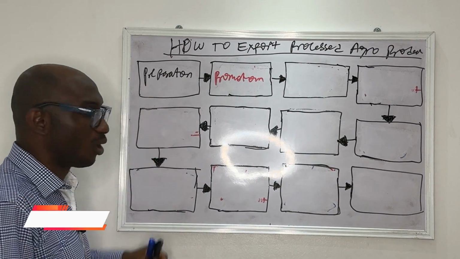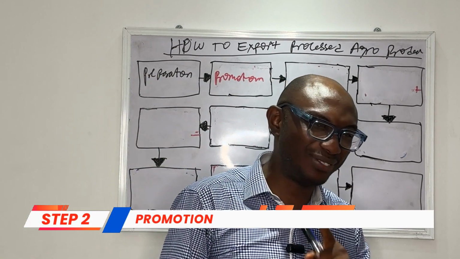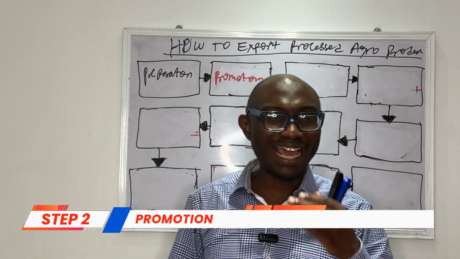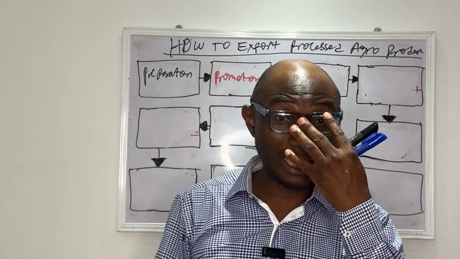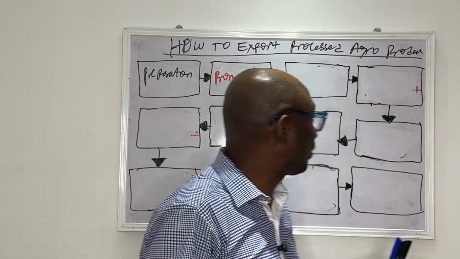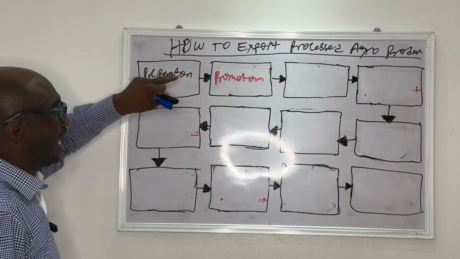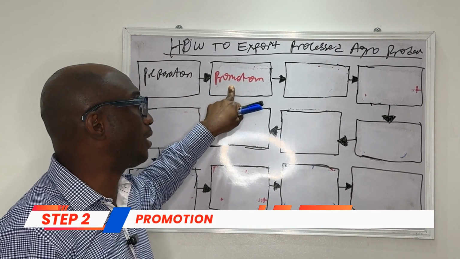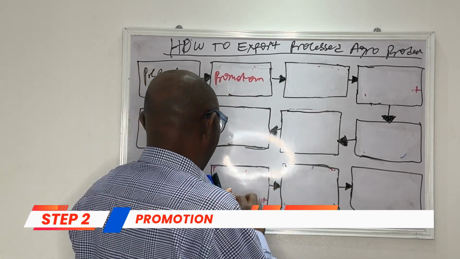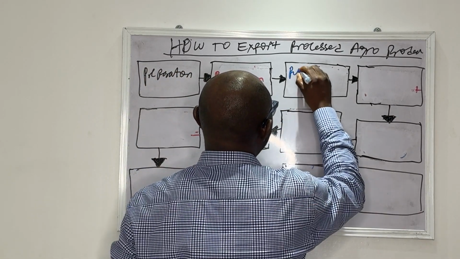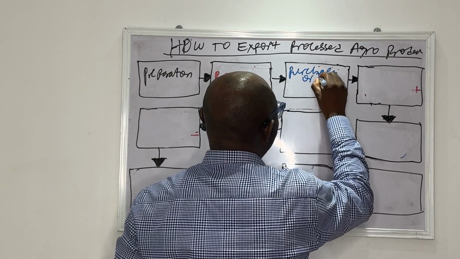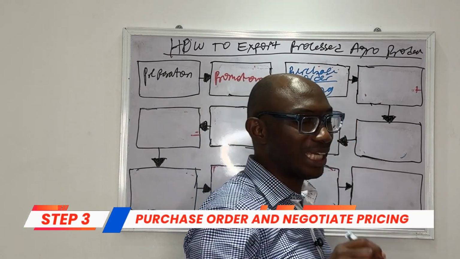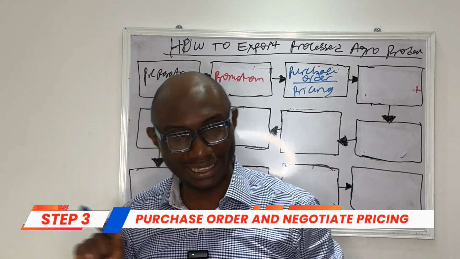At the point of preparation, I know my product will need FDA, Food and Drug Administration certification. I need FDA permit or license certification for me to enter the US market. I will have known that at the point of preparation, and that will help me also at the point of promotion. The goal of promotion, by the way, is for me to be able to secure a purchase order and negotiate pricing.